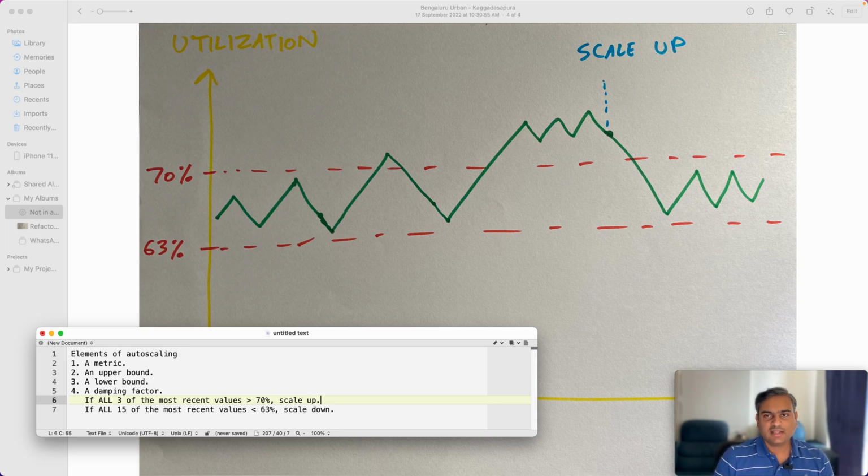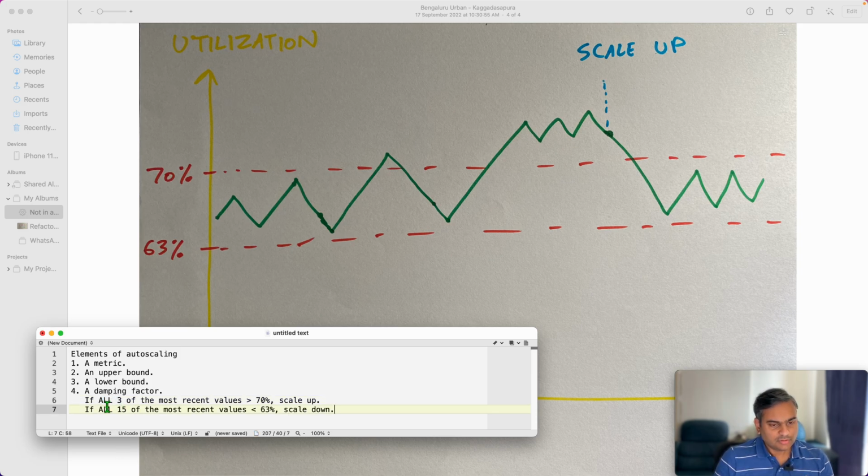The thing is, when you scale up a system, it incurs a cost. You have to start up instances, you have to start up a VM, you have to make database connections, connect to other services like S3 or whatever, right? It has a cost. You don't want to keep randomly scaling up and down every second. So this damping factor, it says all, and all is a keyword. If it says any, then the system will be much more reactive, which you don't want.